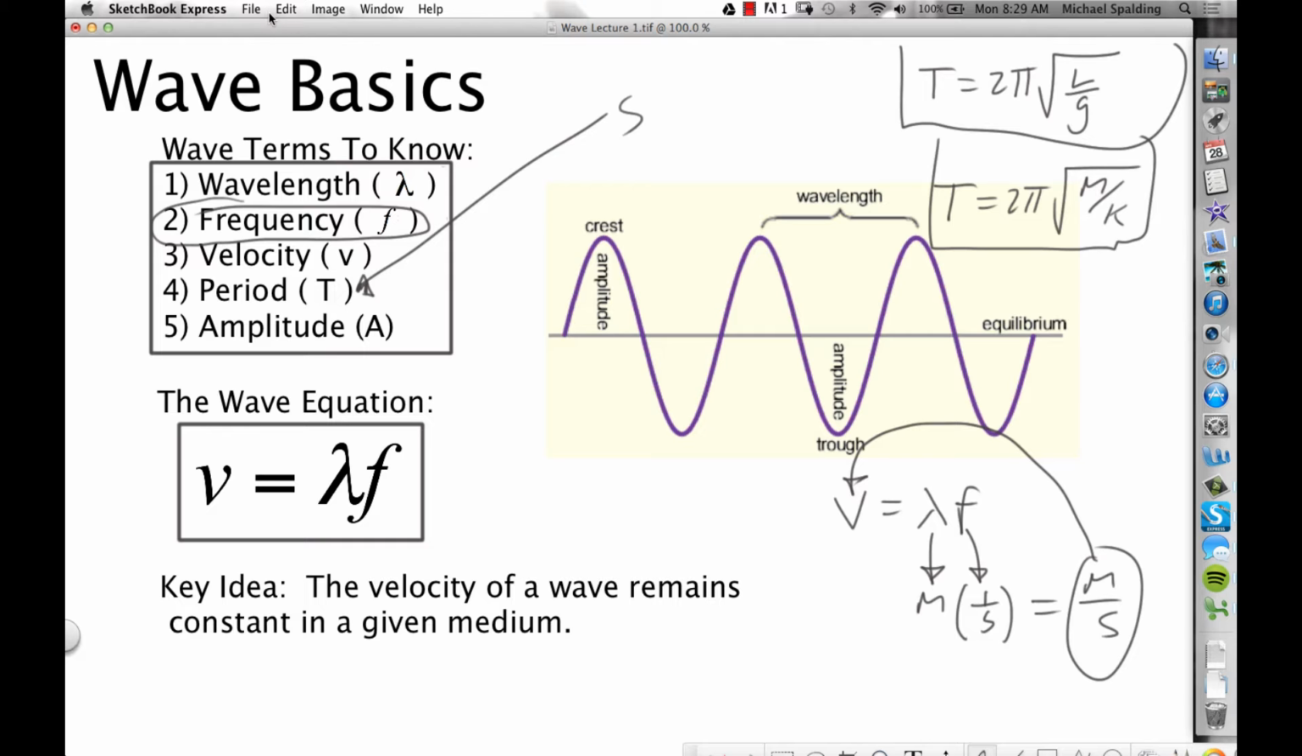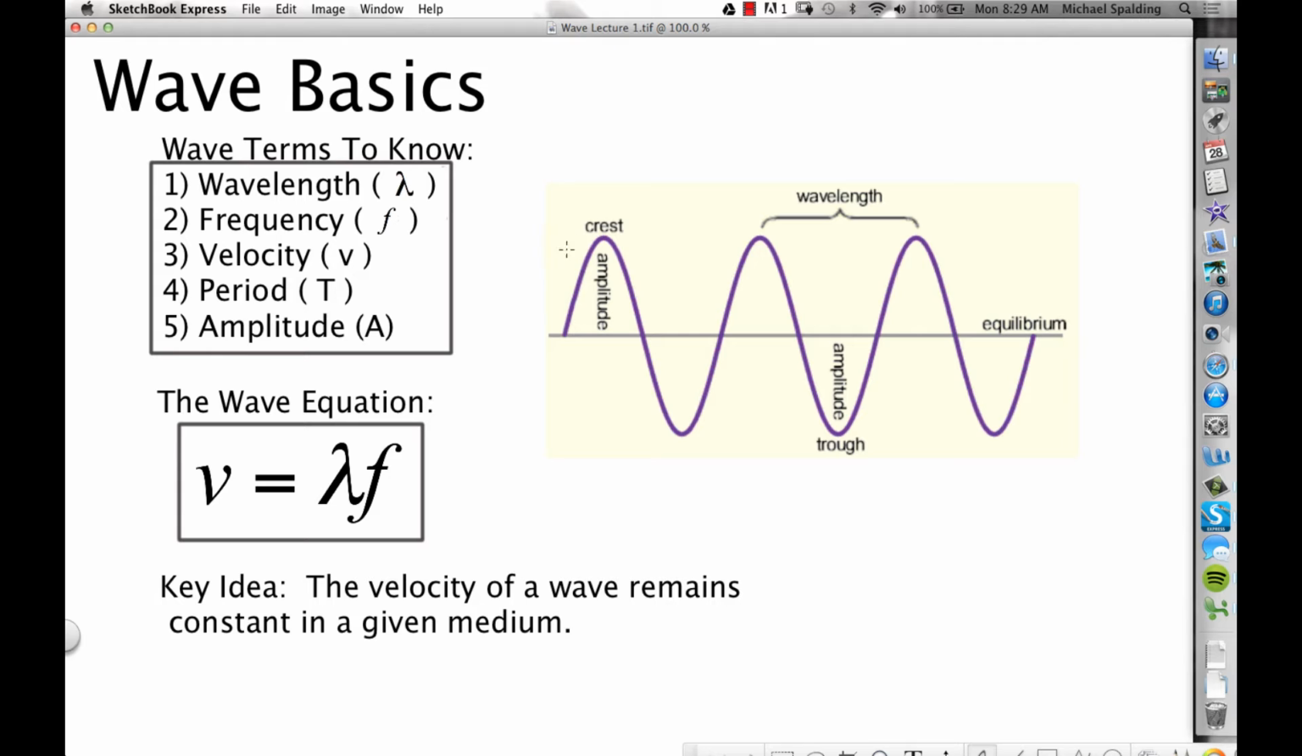Now, what's the relationship between period and frequency? Okay, and again, this is not just for waves. This is for anything with period and frequency. What's the relationship between period and frequency? They are the inverse of each other. So frequency is 1 over period, or period's 1 over frequency. Let me give you an example. Ready? I'm going to clap my hands twice per second.